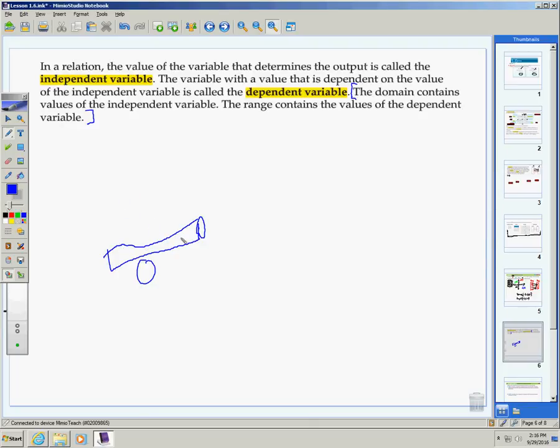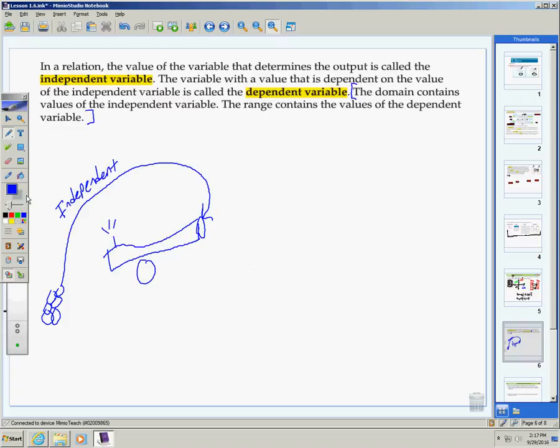And when I have these cannonballs, okay, I've got all these different cannonballs that I'm going to load in. And let's give this a little fuse. Okay. When I put in a cannonball, okay, I'm going to put a cannonball in. That is my independent variable. That's what I'm choosing. Whatever I put in, that's what I'm choosing.